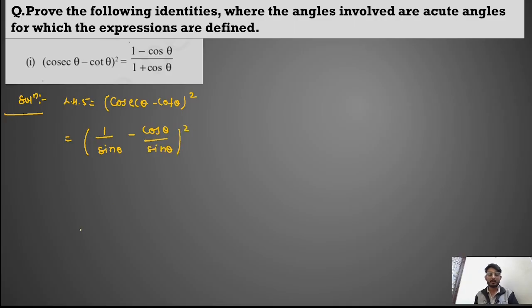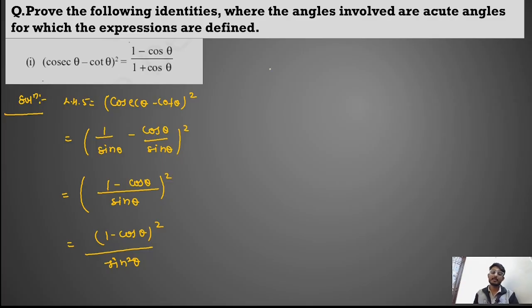Here is the square. The LCM is the same, so you take sine theta as denominator, and this is basically the addition and subtraction of fractions. You should know this from class 8, where your teacher has already taught this kind of lesson. So you will write 1 minus cos theta whole square upon sin square theta. So sin square theta you can write as 1 minus cos square theta.